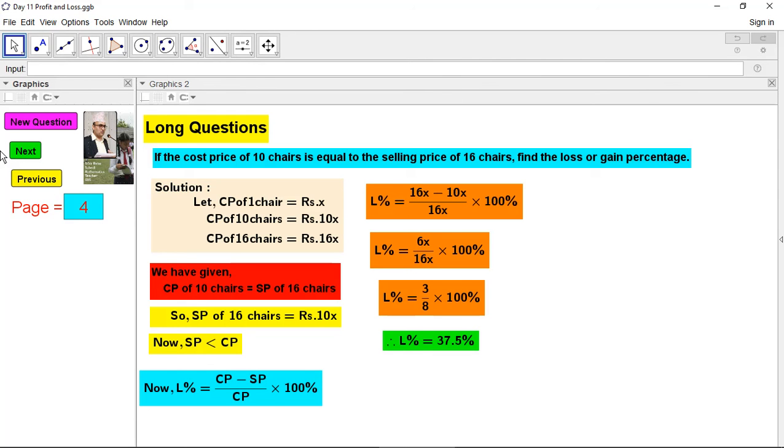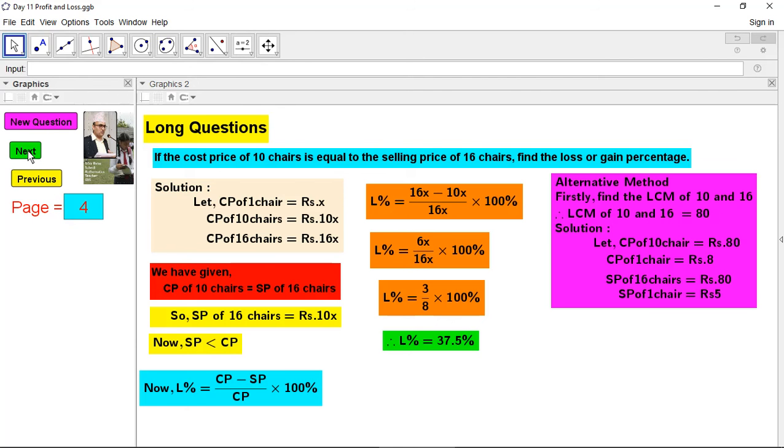For that purpose also, the third or the last alternative will be best fit. Alternative method, dear students. In this case, cost of 10 chairs and cost of 16 chairs selling price. So here firstly find the LCM of 10 and 16, which is 80. Dear students, first find the LCM of 10 and 16, because LCM is the lowest common multiple that will be divisible by both number 10 and 16.